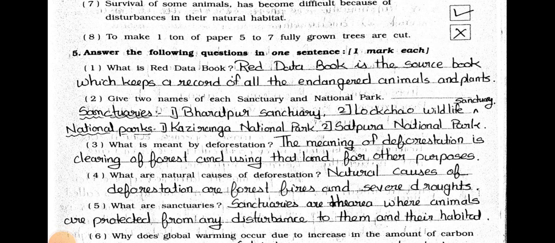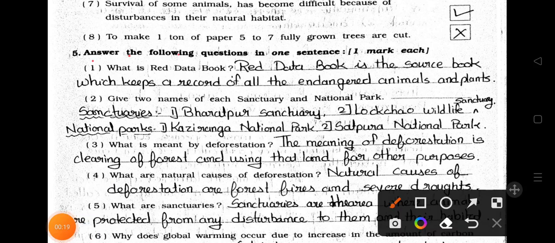Today we'll see Standard 8th and subject Science, chapter number 7. Chapter name is Conservation of Plants and Animals. In the previous video we have seen up to Q.4. Today we'll see Q.5. Answer the following questions in one sentence, 1 mark each.